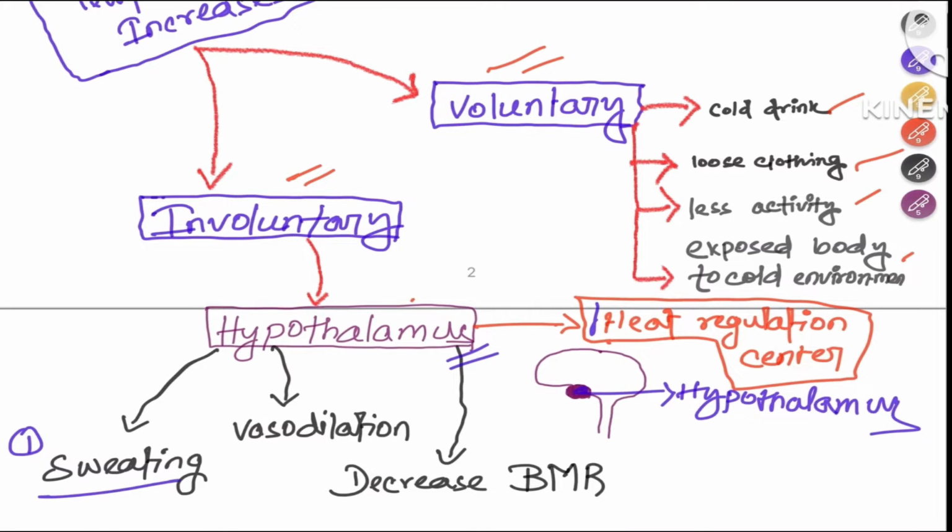Okay. So what will the hypothalamus do when temperature is increasing? One is sweating. Through sweating, temperature will reduce. Then it will do vasodilation. Vasodilation means that all the blood vessels and lymph vessels will dilate, so heat will radiate more, or heat will go out.